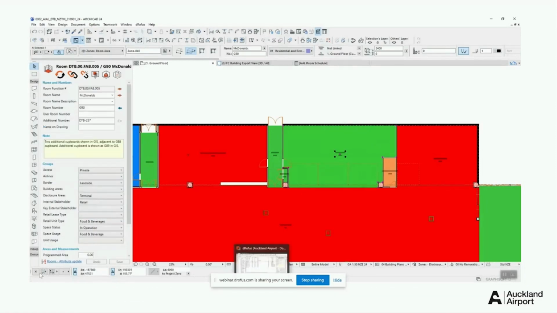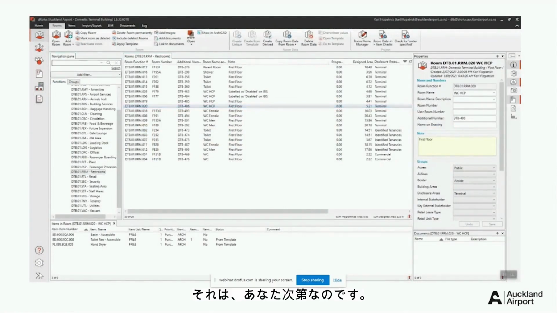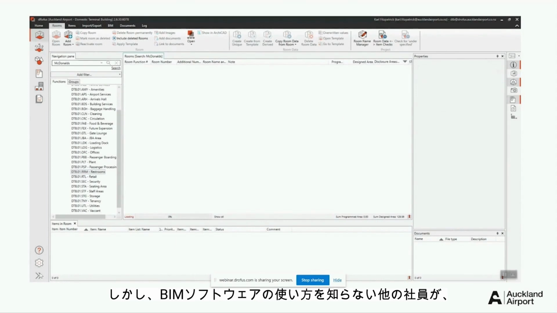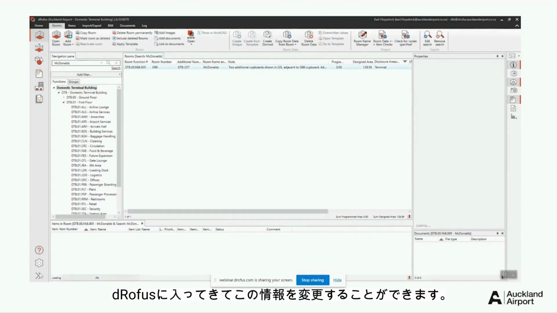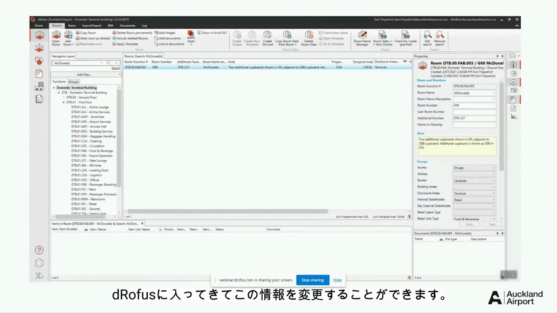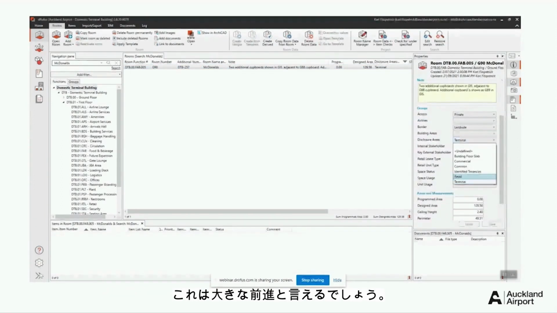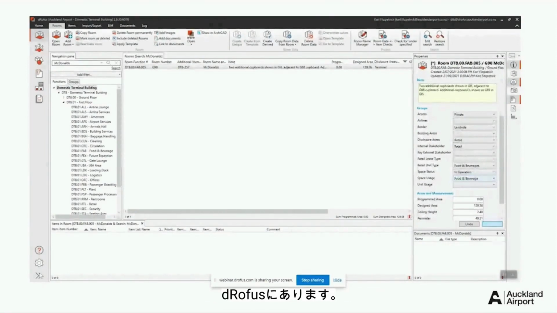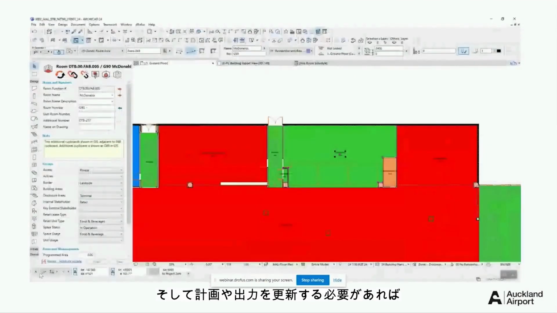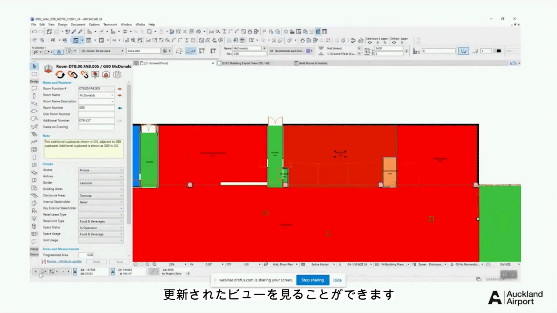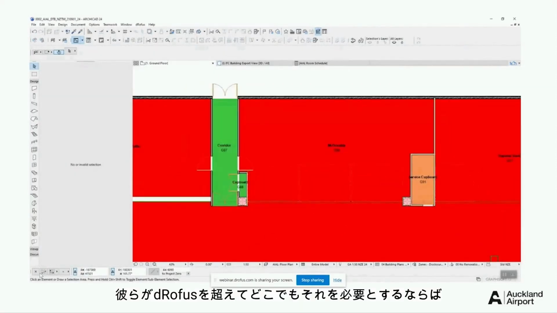That's the BIM modeler's view of it, but anyone else in the business who doesn't know how to use the BIM software could come in and change this information in dRofus. I see this as a huge step forward, because they can change it there in dRofus, and then if we need to update any plans or outputs for anyone, we can come back and sync that within the model and get the updated view.